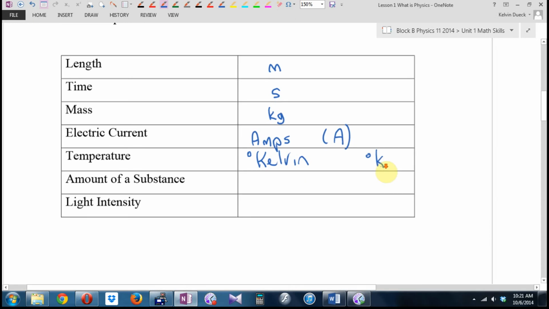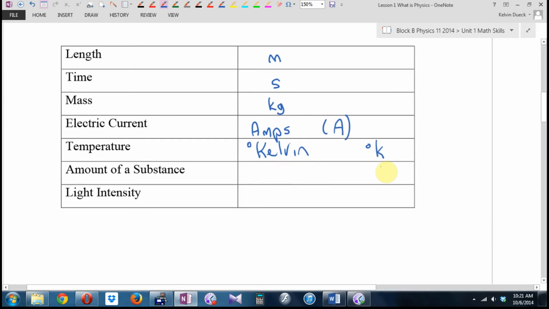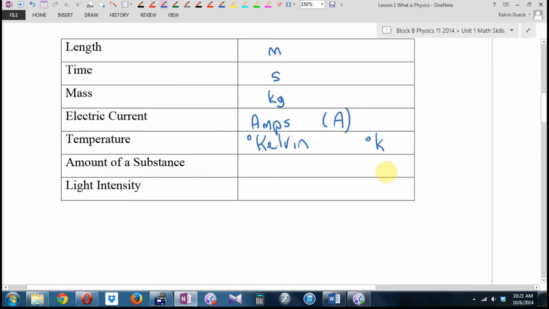Amount of a substance. If you've taken Chem 11, and some of you grade 12s have, you've seen this one already. It's also a small animal. Say it loudly. Moles. M-O-L. Who's in Chem 11 this year? Okay, so you'll learn about what's called Avogadro's number. Mole is defined in terms of Avogadro's number. A mole is a way to measure an amount of a substance, whether it's a liquid or a solid or a gas. You can still measure it.